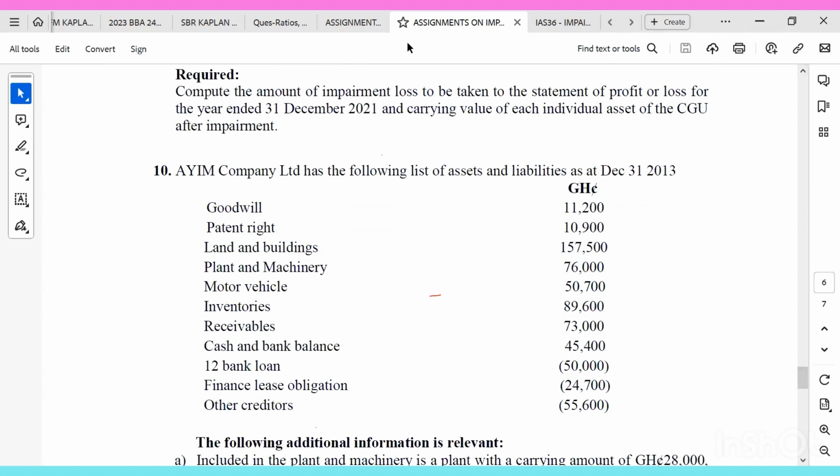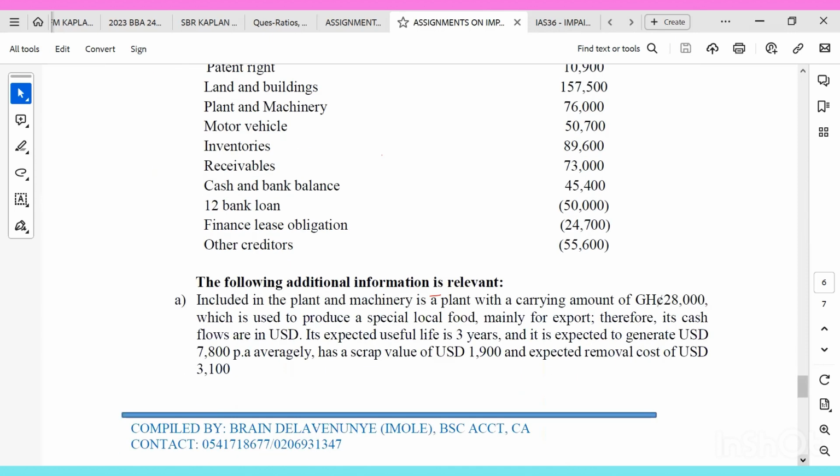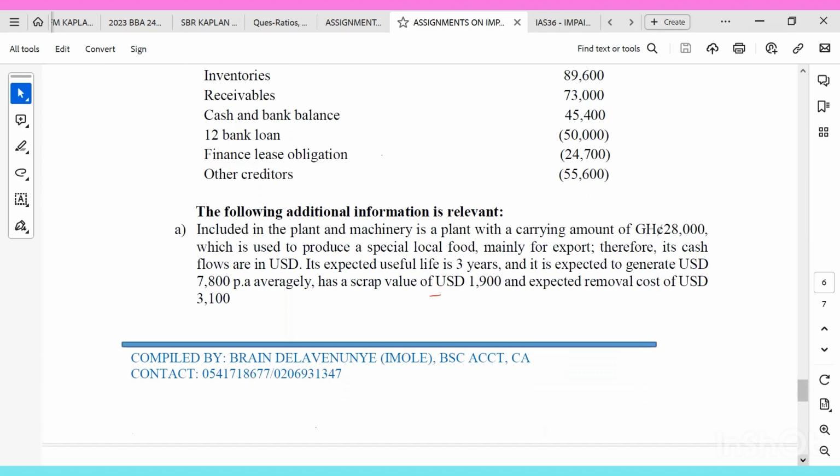Okay, question 10. Any company limited has the following list of assets and liabilities. Let's look at the additional information. Included in the plant and machinery is a plant with a carrying amount of 28,000, which is used to produce a special local food, mainly for export. Therefore, its cash flows are in USD. Its expected useful life is 3 years and it is expected to generate $7,800 per annum averagely, has a scrap value of 1,900 and expected removal cost of 3,100.